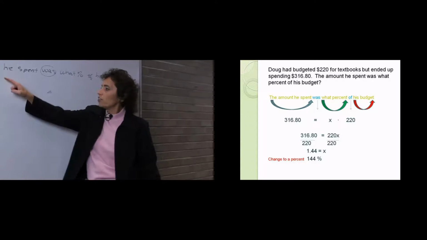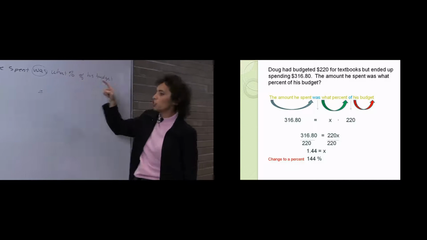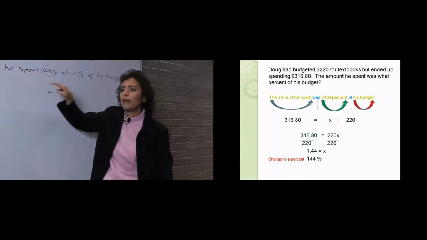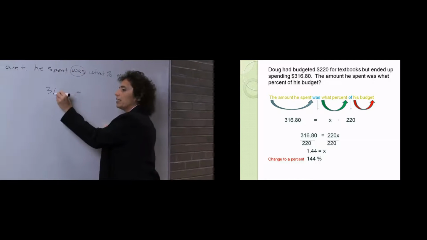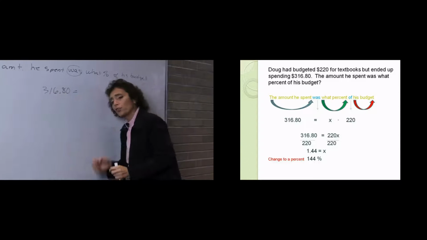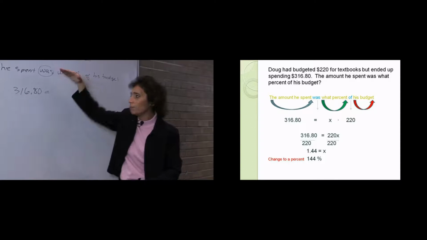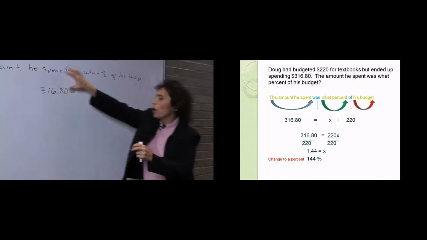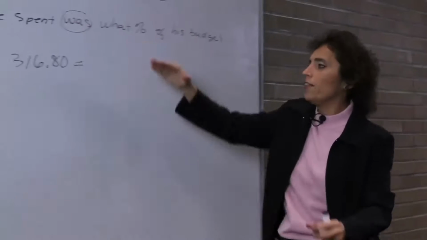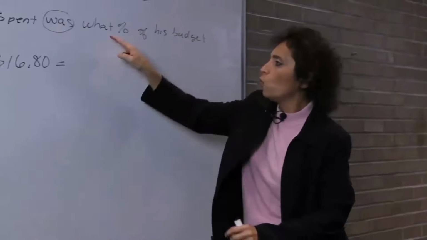And now we're going to look at this. The amount he spent was what percent of his budget. So first we want the amount he actually spent. The amount he actually spent was $316.80. So the first thing we want to do is summarize what's going on in a short sentence, and then put those words into symbols. Here we go. Was what percent?